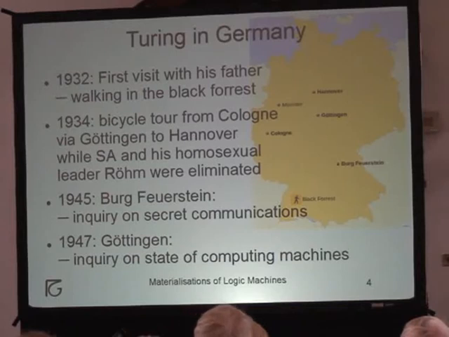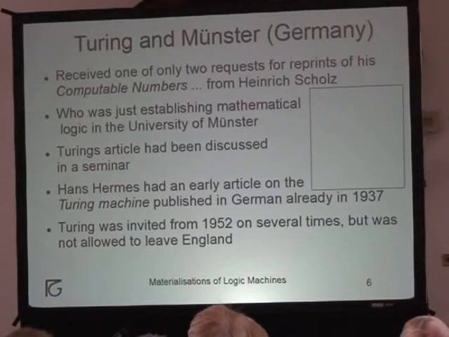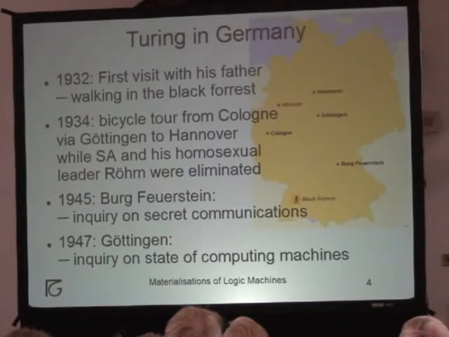After the war, he was twice in Germany, once at Burg Feuerstein, for an inquiry on secret communications. At this time he had already made his Delilah machine. And in 1947 he was in Göttingen, where they were afterwards building some tiny computers too. So there's a relationship between Turing and Münster. I didn't show you Münster on the map. It's in the west; you should see it there.